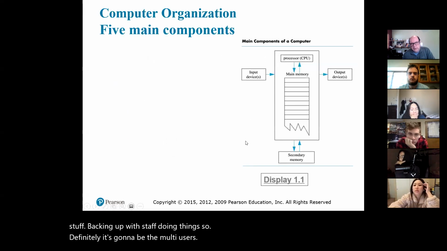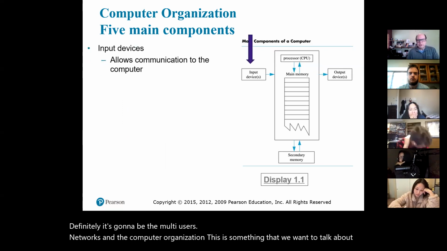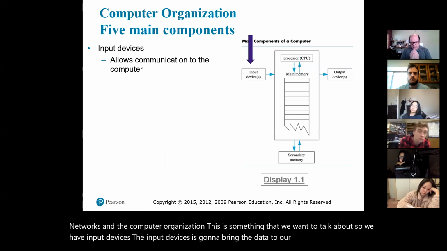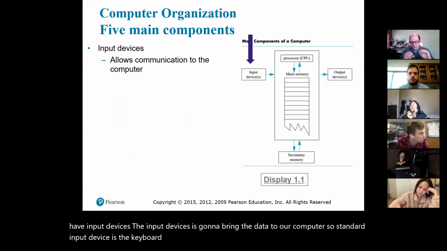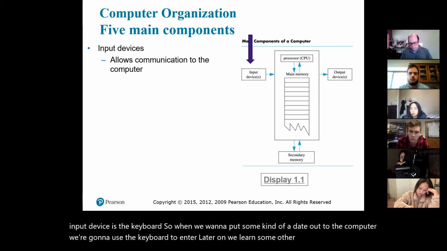Networks and the computer organization, this is something that we want to talk about. So we have input devices. The input devices are going to bring the data to our computer. A standard input device is the keyboard. When we want to put some kind of data into the computer, we're going to use the keyboard to enter it. Later on, we learn some other media of bringing data to our computer or program that we are working with.